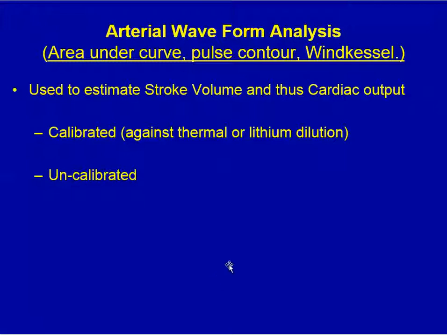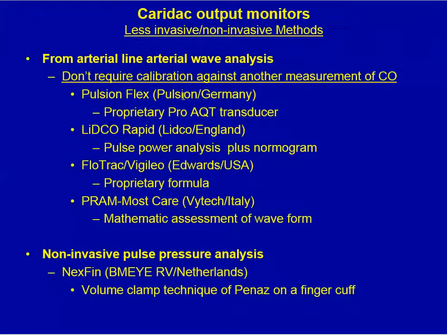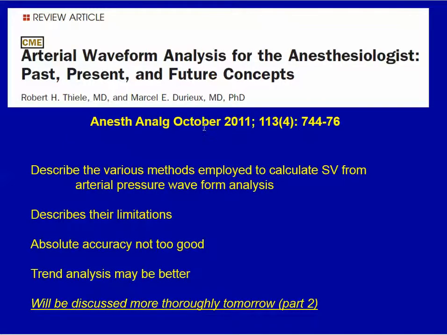As I mentioned, analysis of the contour or area of the systolic waveform is now being used to estimate stroke volume and thus calculate cardiac output, both requiring calibration and more recently not requiring calibration. And we will go into this in much more detail tomorrow. This review article from a couple of years ago in Anesthesia and Analgesia discussed in more detail the use of arterial waveform analysis.